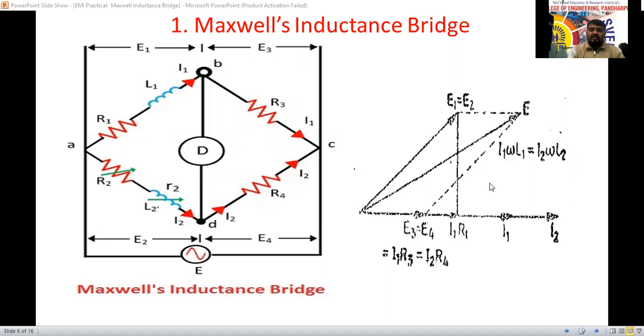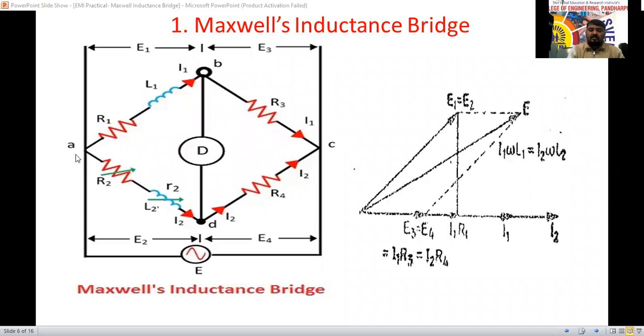This phasor diagram and all the things I will explain in the third unit, the theory part. The detector, whenever the bridge is unbalanced, will connect a path, so some current will flow here. If the bridge is in balanced condition, no current will flow. So if the voltage drop across A to B equals B to C, then no current will flow. The bridge acts as an open circuit, and the current flowing through this path will be 0.